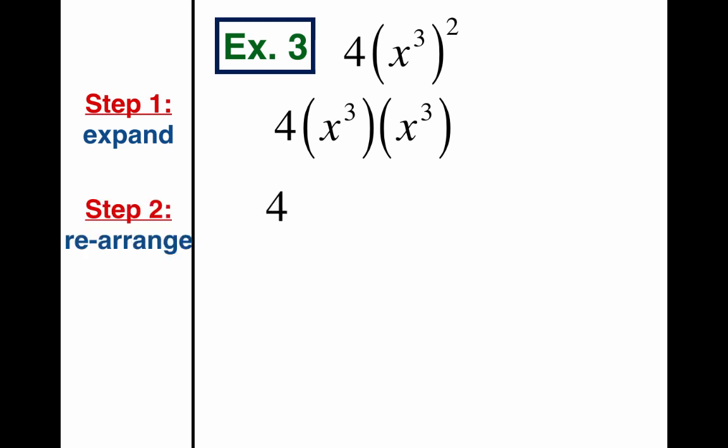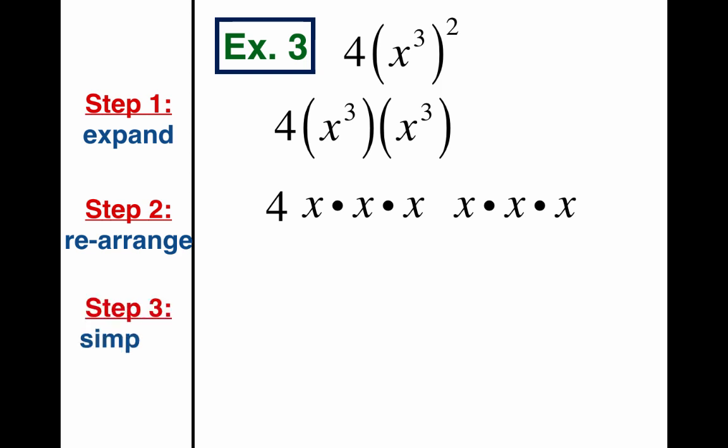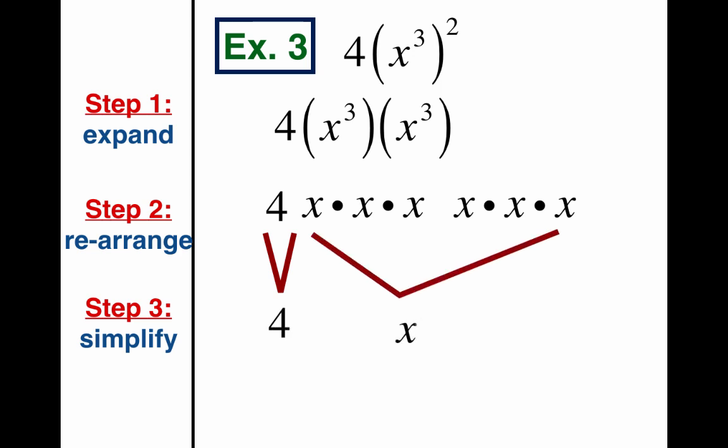Let's see if I wrote this out correctly. We have a 4, we have x times x times x, and then we have another x times x times x. So how many x's are there all together? Well, let's combine them. There's just a 4. There's nothing to do with the numbers, but all those x's is x to the 6th power. So our simplified solution is 4x to the 6th power. That's our simplification.